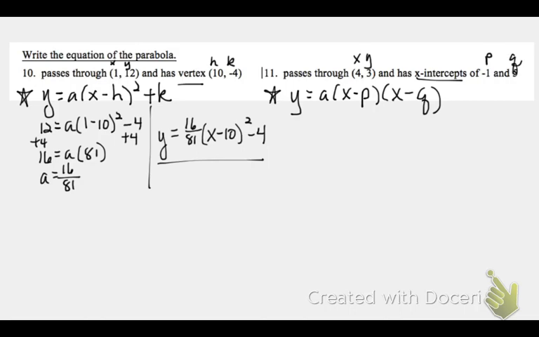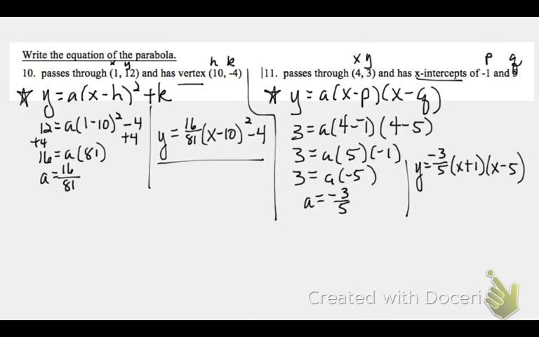Now work number 11, so plug in 4 and 3 for x and y, and then -1 and 5 for p and q. Solve for a, and then write the equation. But pause the video and do that, and then come back and check your work. Alright, so on number 11, you should have got -3/5 for a, and then plugging it into the intercept form of a quadratic equation, you'll get y equals -3/5 times (x plus 1) times (x minus 5).